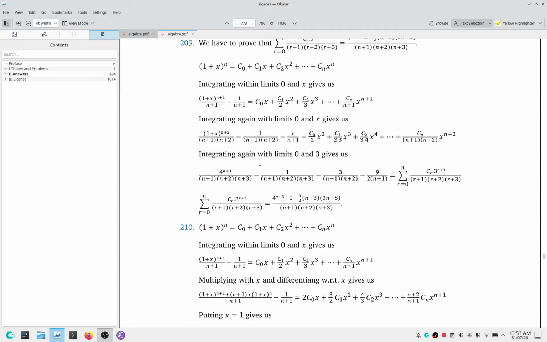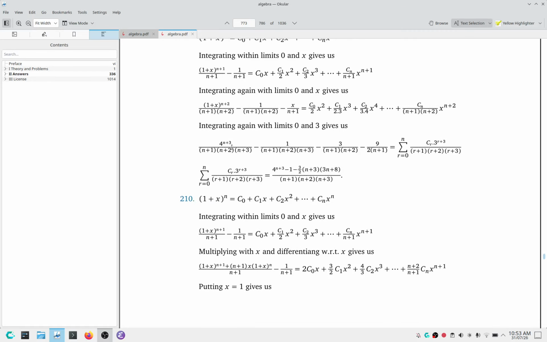Now we integrate again within limits 0 and 3. So we get 4 to the power n plus 3. Basically, this is a long expression, so I would avoid doing it. We get this. And upon simplification, we get this.